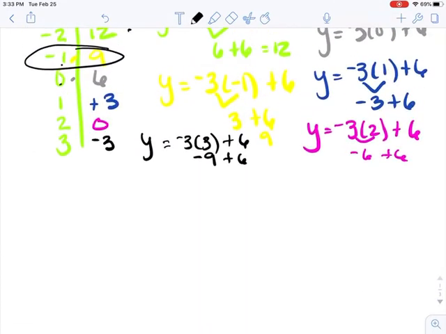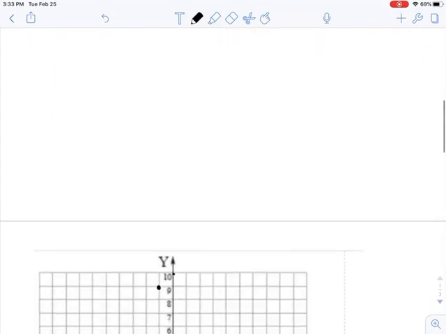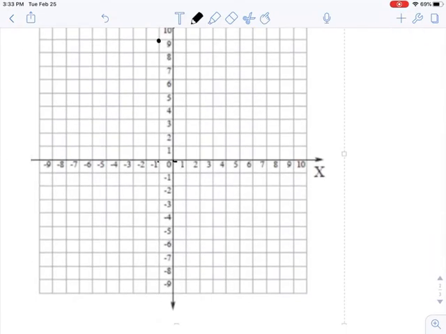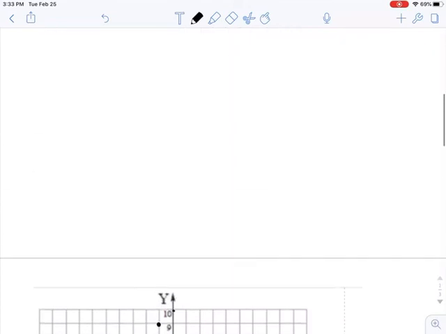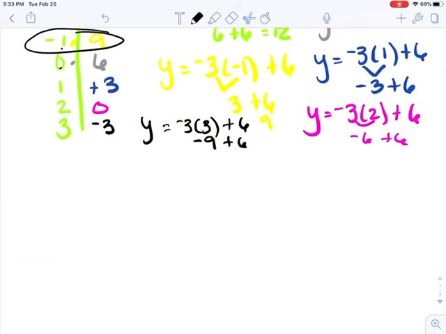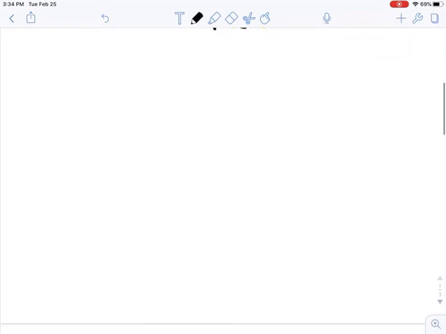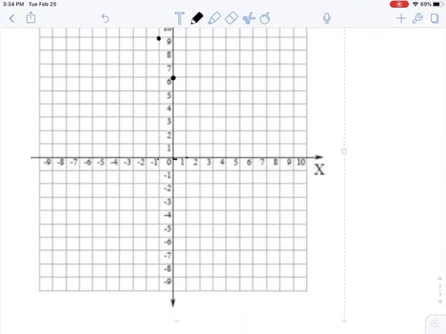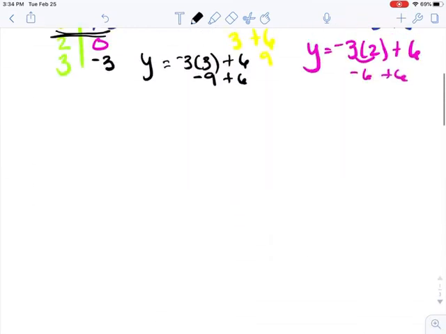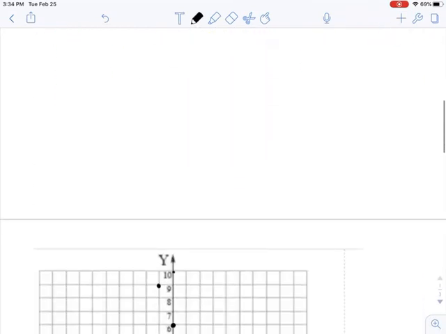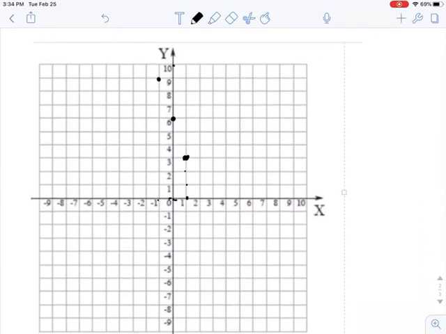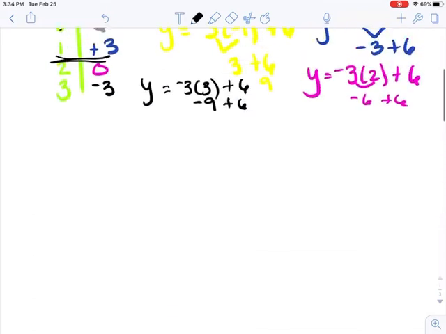My next would be my x is 0 and my y is 6. So my x is here and I go up for my y over here. Next one I have x 1 and y 3. So my x 1, y 3, 1, 2, 3. Next one, x is 2 and my y is 0. So x 2 and y is 0. So I place a dot here.